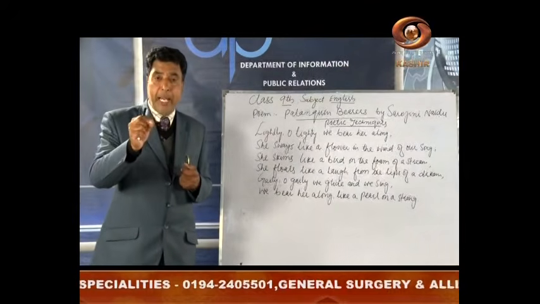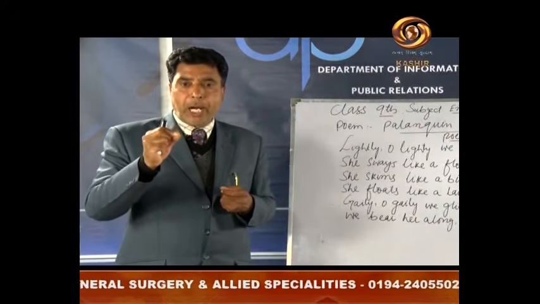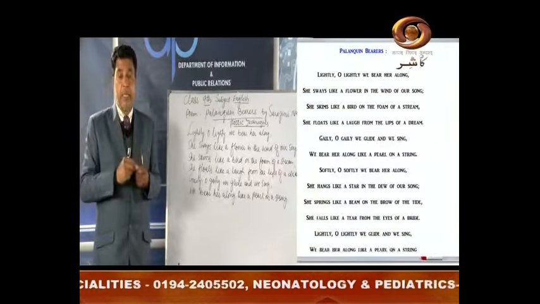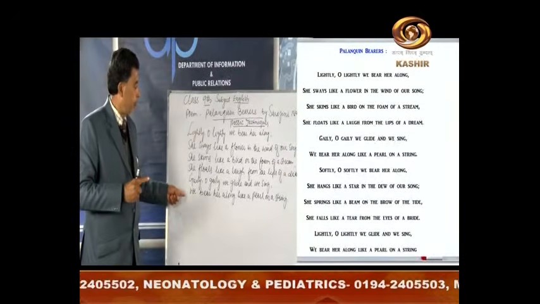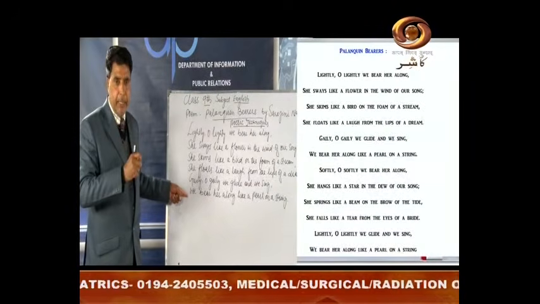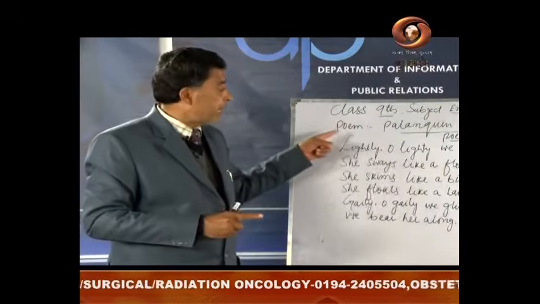Keep your pens in hand and write down. Quintet, Q-U-I-N-T-E-T. This is a 5 line stanza. Then a 6 line stanza, which in Urdu is called band, and a 6-line stanza is called a sestet.